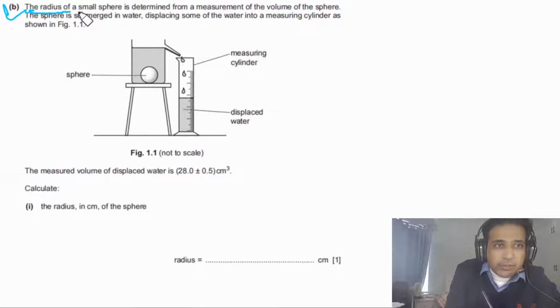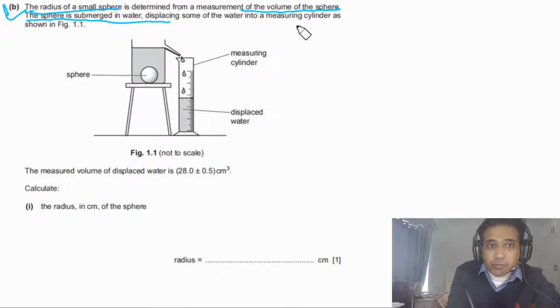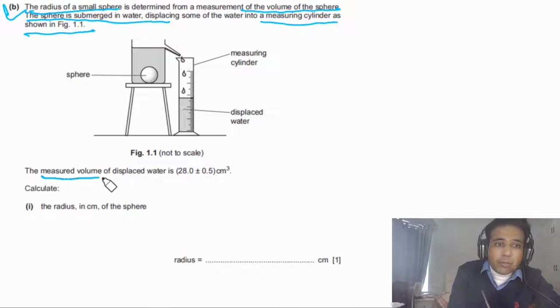Part B says the radius of a small sphere is determined from a measurement of the volume of the sphere. The sphere is submerged in water, displacing some of the water into a measuring cylinder as shown in figure 1.1. The measured volume of displaced water is 28.0 plus minus 0.5 centimeters cube. Calculate the radius in centimeters of the sphere.